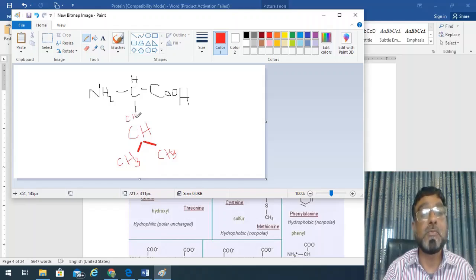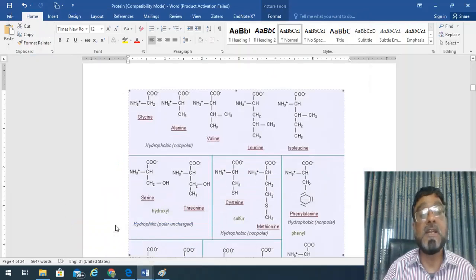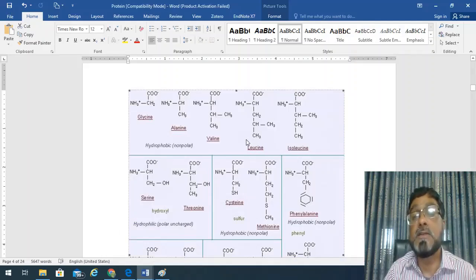CH2. Right? So this is again the hydrophobic and nonpolar leucine. Then same case, you can see here this is also a branch chain. Valine, leucine, isoleucine. These are the examples for the branch chain amino acid. Same is the case with the isoleucine.